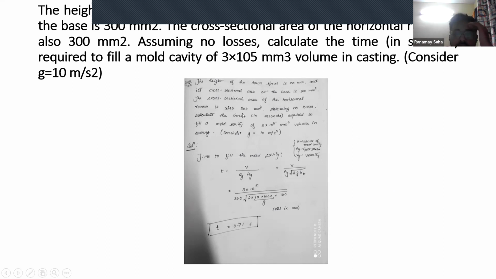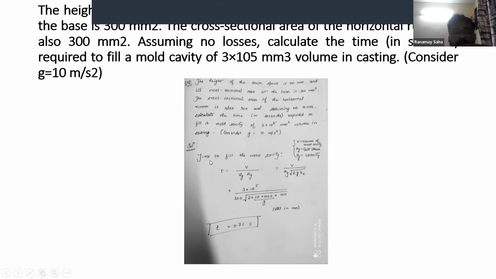Now assuming no losses. Losses can be frictional losses and all, and we will also cover a type of problem with frictional losses in the upcoming slides. Here we are assuming that there are no frictional losses. Then you have to calculate the time required to fill the mold cavity of 3 into 10 to the power 5 mm cube volume in the casting.